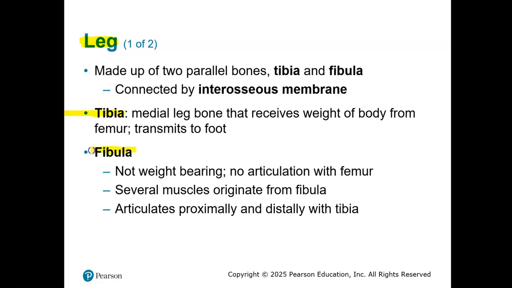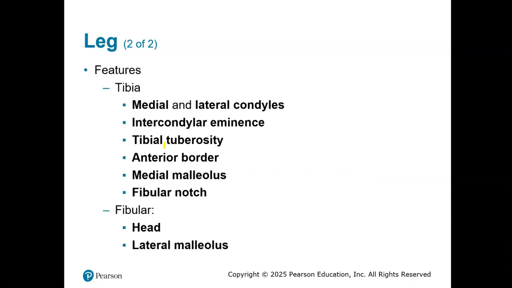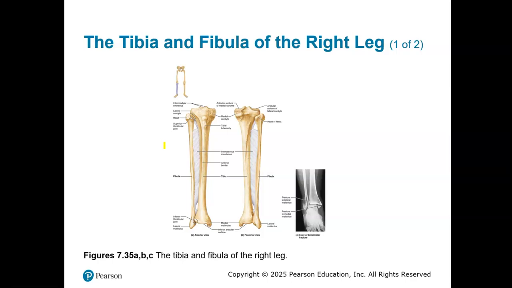And then the fibula, which does not bear any weight. It's not a weight-bearing bone. And it does not articulate with the femur. In other words, it plays no role in forming the knee joint. But it is on the lateral side of the tibia, and it's kind of thin and looks kind of like it might be breakable.